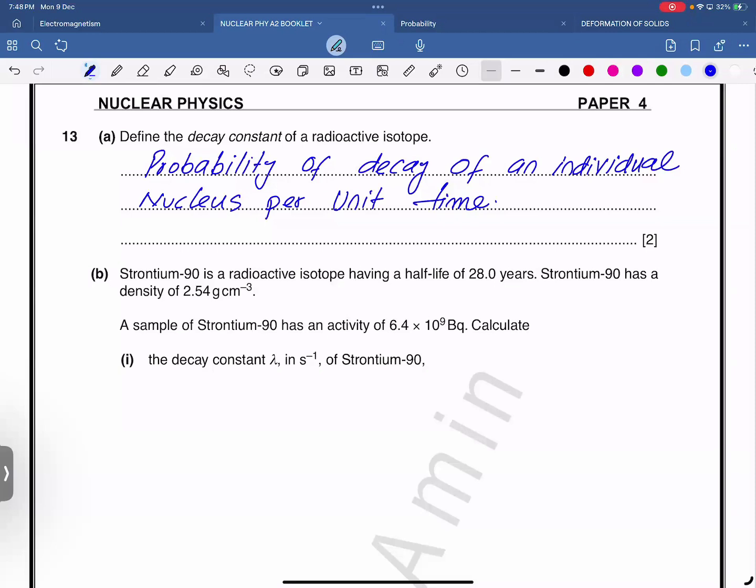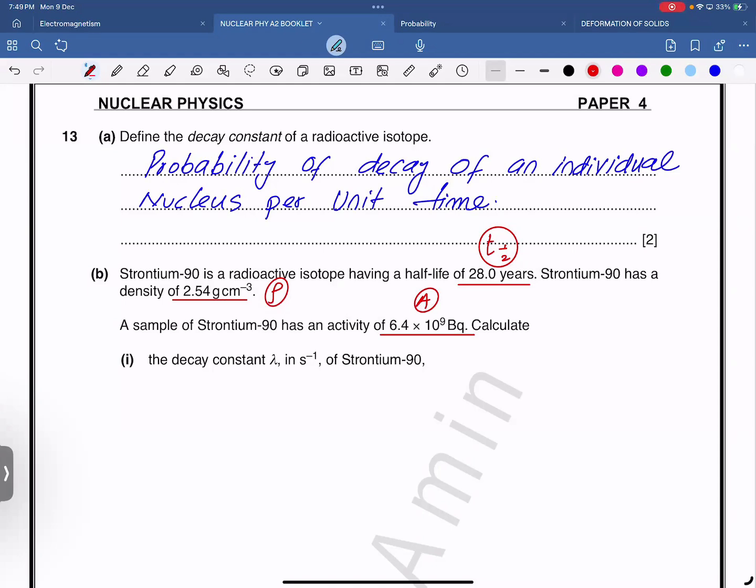You learned this in AS. A sample of strontium has an activity of this many becquerel. So the data is in front of you. Half-life, you know. Activity, you know. Density. Let's see how we're going to use it.